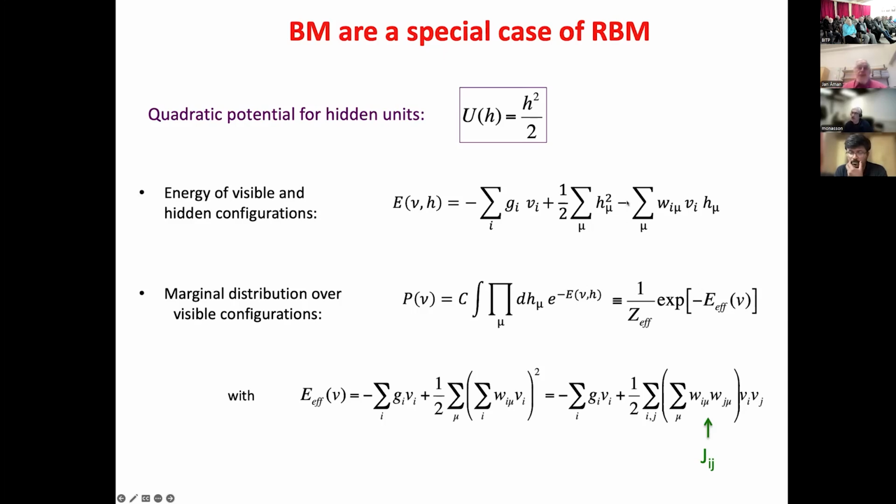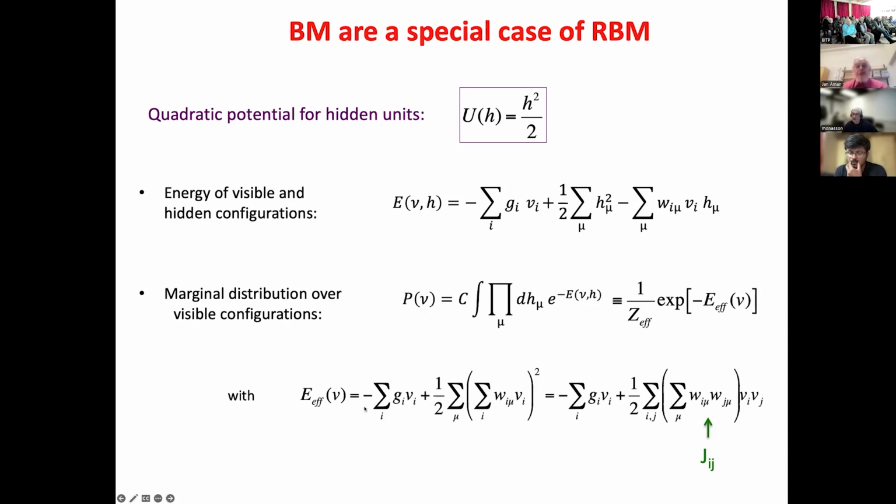So, but now look at the H mu. They are all uncorrelated from each other. No interaction between the H mu if you take the exponential of minus E, and they are just Gaussian variables. So you can compute this multidimensional Gaussian integral very easily because they are all independent. And if you do that, you get an effective energy whose expression is written on the last line here.